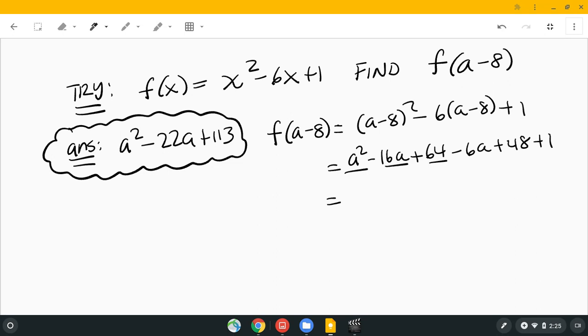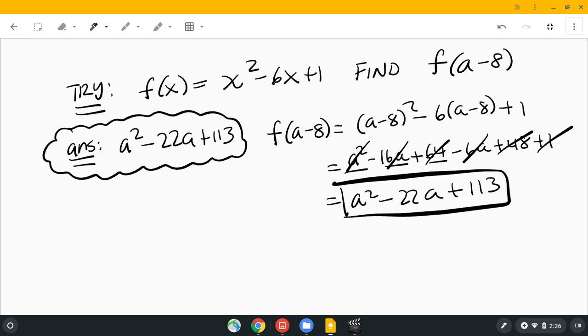Okay. So I get a squared, negative 16a, and negative 6a is negative 22a. And then 64, 65 plus 48 is 113. Okay, so that's how we get that answer.